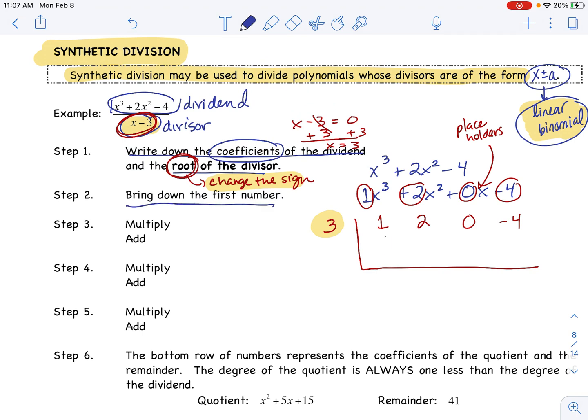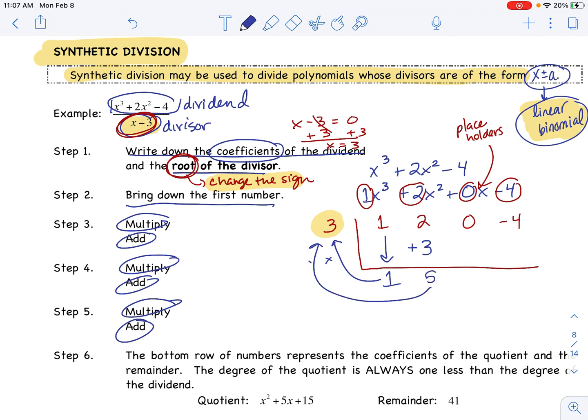Bring down the first number, so 1 comes straight down. Next, and these steps just repeat. Multiply, add, multiply, add, multiply, add. So here we go. I'm going to take the 1, multiply it times 3. I get 3. Then I'm going to add it. 2 plus 3 is 5. Then I'm going to multiply again. I get 15. Then I'm going to add it. 0 plus 15 is 15. And then I'm going to multiply. 15 times 3 is 45. Then I'm going to add it. And I get 41. This last number right here is always your remainder.